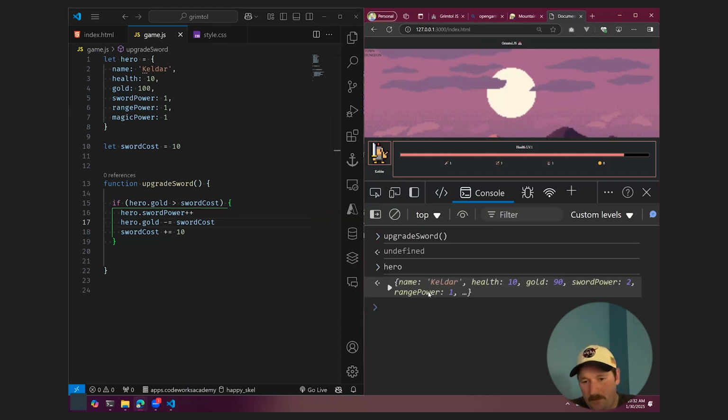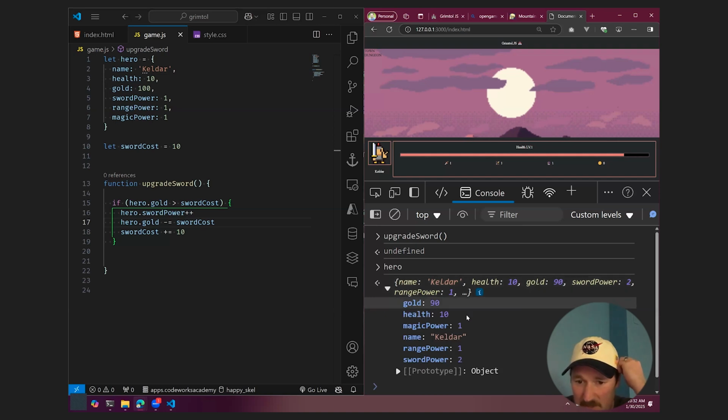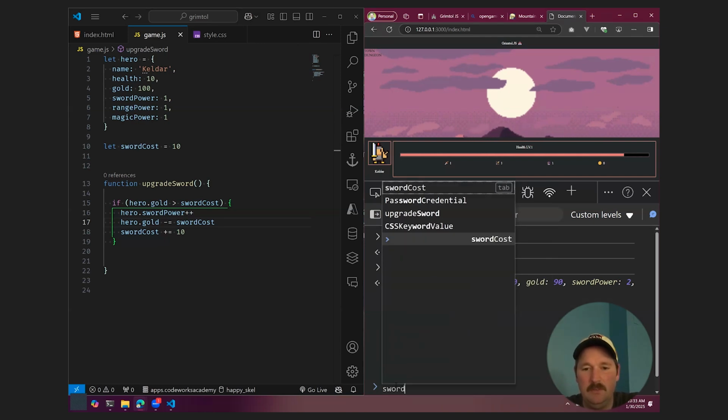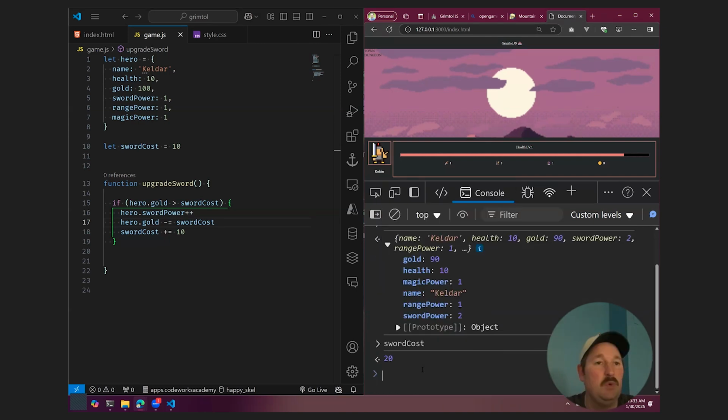Let's look at my hero. I got Keldar. My sword power is up by 2. My gold went down by 10, and the sword cost is at 20, which is perfect. That's that next iteration, right? So I like that. I think that looks really good.